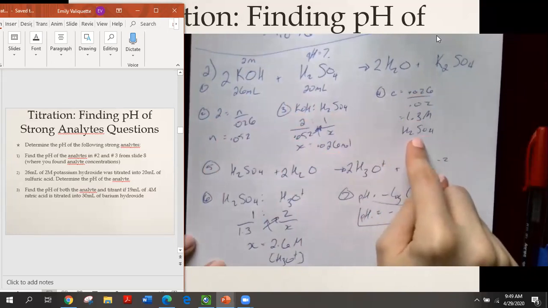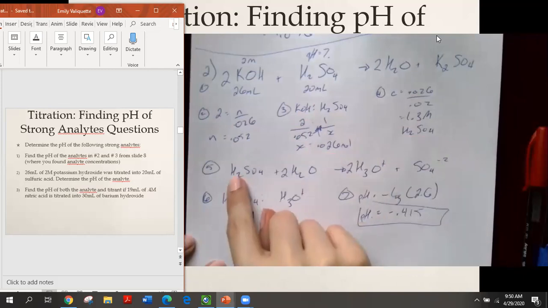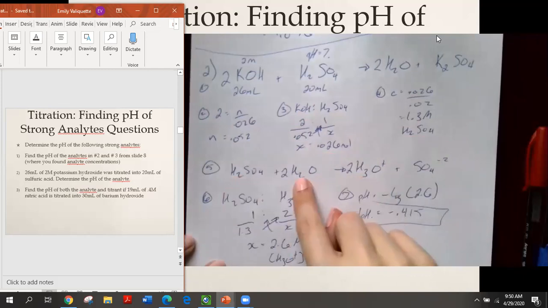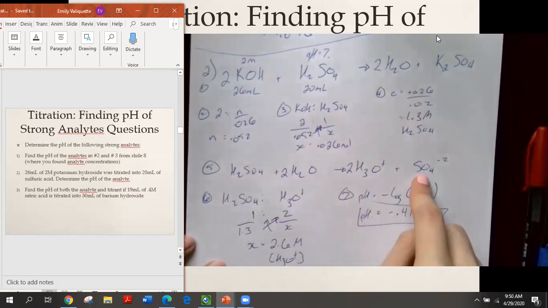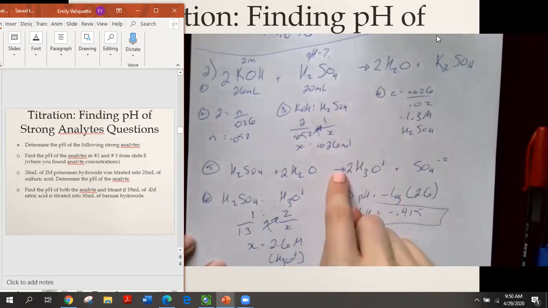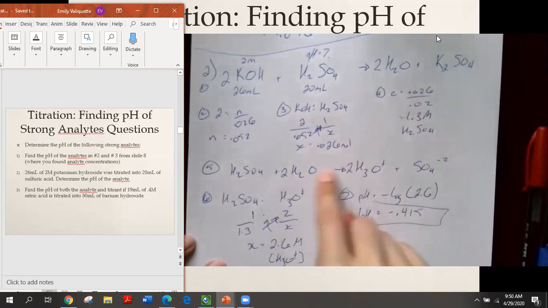Because our analyte in this case is an acid, we have to ionize it, so react it with water to make hydronium, and then in this case a sulfate ion. And then when we balance it, we end up with a 2 in front of the water and the hydronium. Set up a mole ratio between your acid and the hydronium ions, which is a 1:2 ratio.